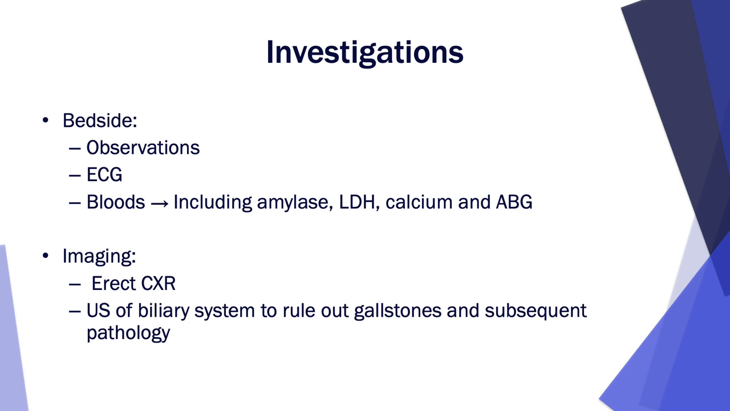So with any acute onset abdominal pain, we should be getting an erect chest x-ray. This helps us rule out any perforation, which would show us free air under the diaphragm. We may also want to get an ultrasound of the biliary system to rule out gallstones and identify any subsequent pathology. This is simply just to help us identify the cause for the pancreatitis.